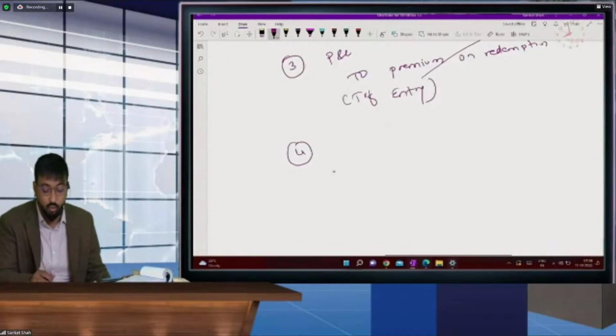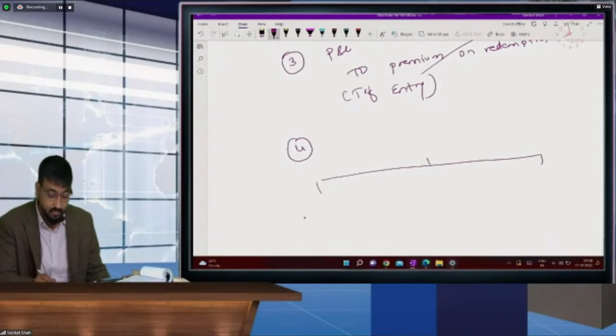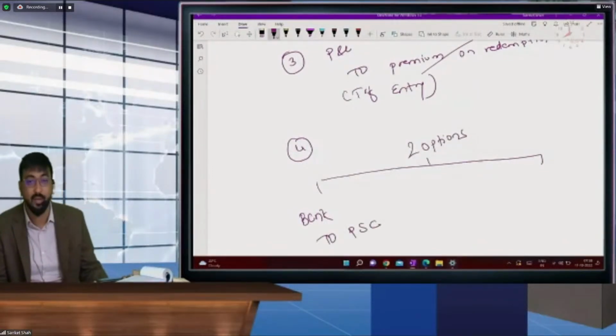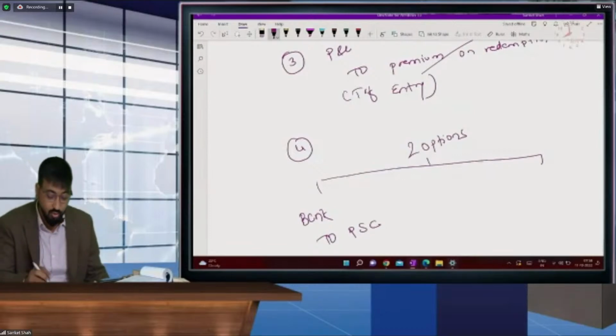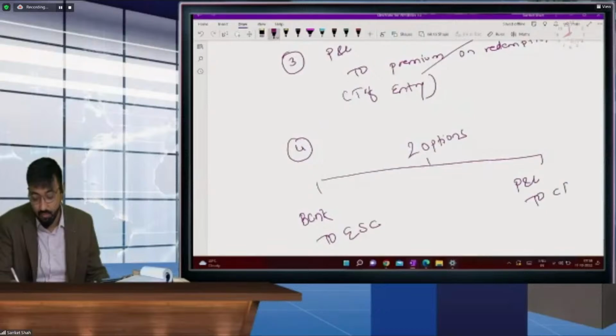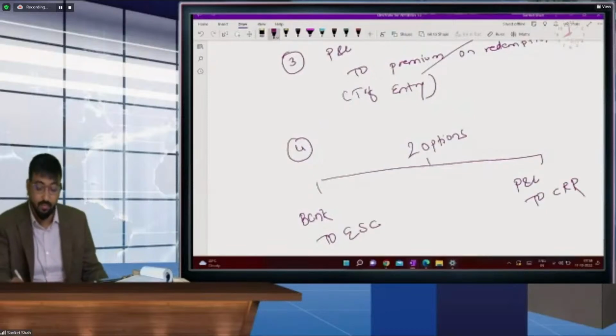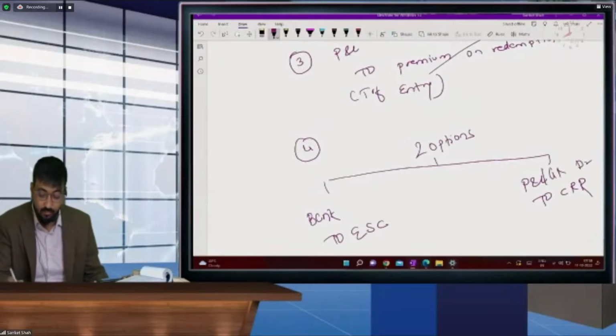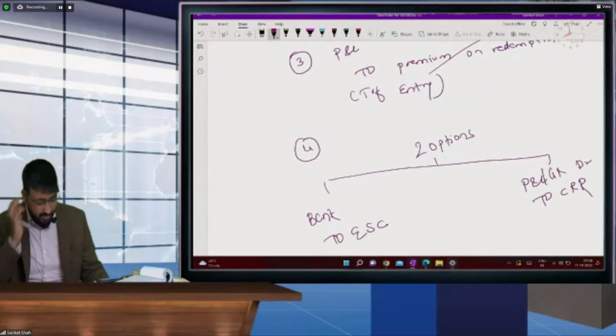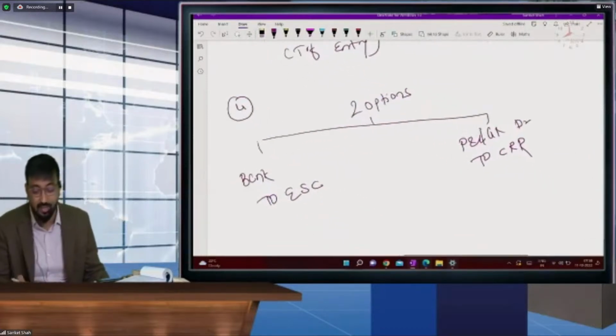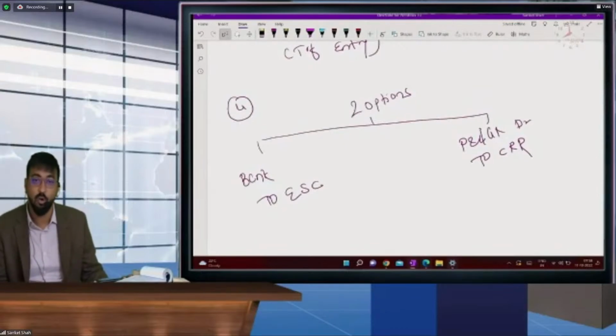Fourth one, 2 options. Bank account debit, 2 options. Bank account debit to preference share capital. Equity share capital and P&L account debit to CRR. P&L or general reserve. P&L or general reserve account debit to CRR. Focus.